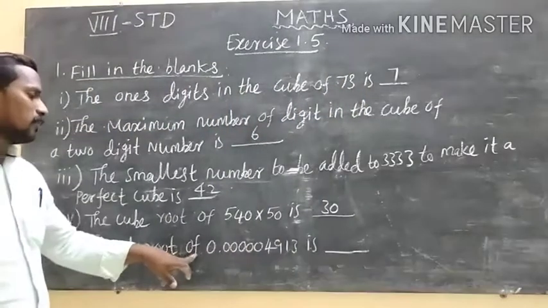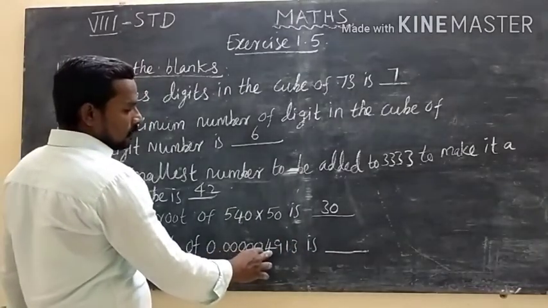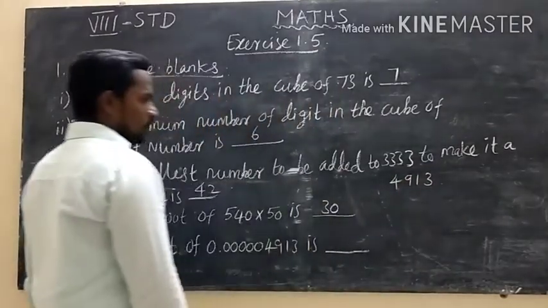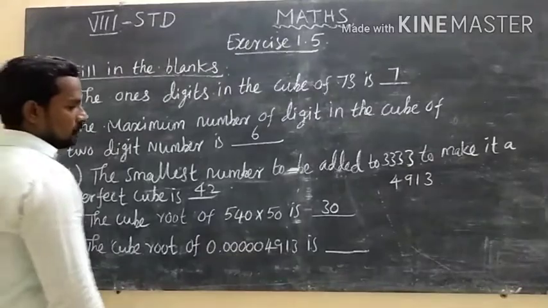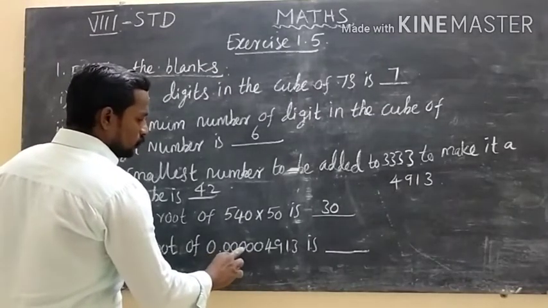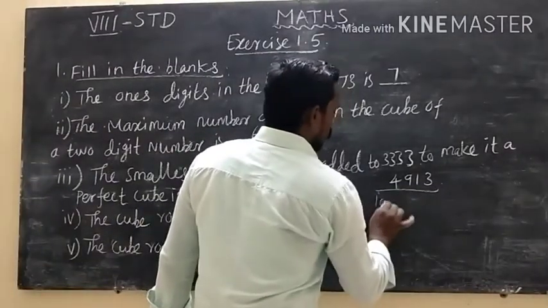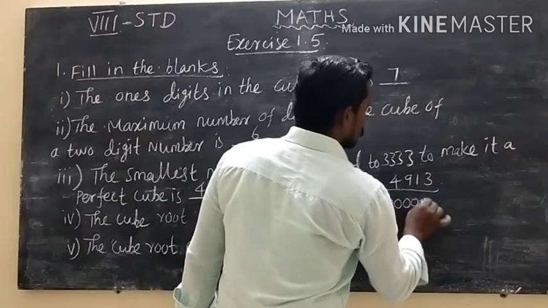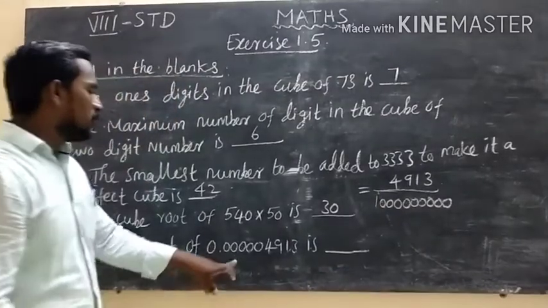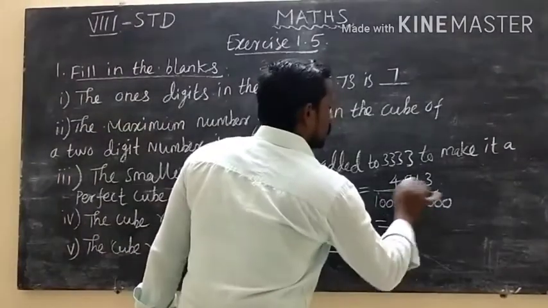Then the cube root of a decimal number. Write this number 4.913. Next, consider the number of decimal places: 1 2 3 4 5 6 7 8 9. So the decimal number can be written in this form, and this is equal to 17 cube.